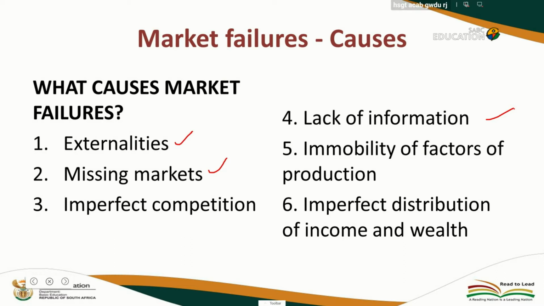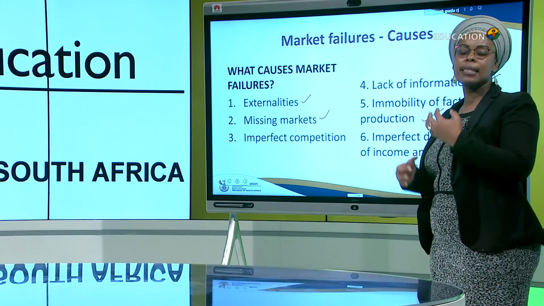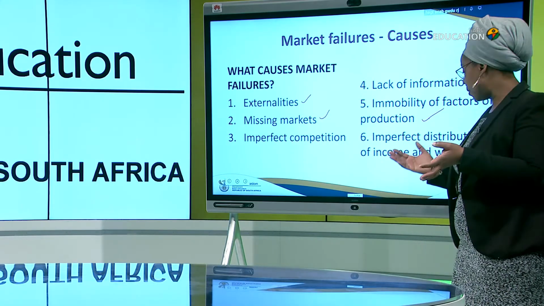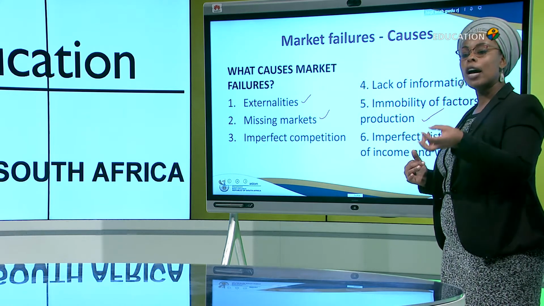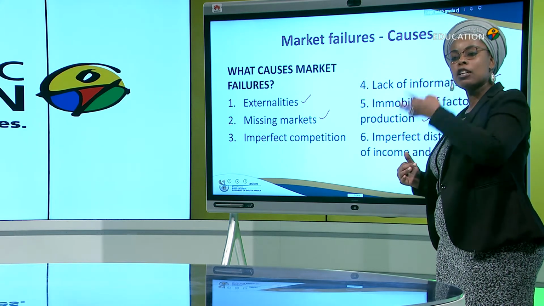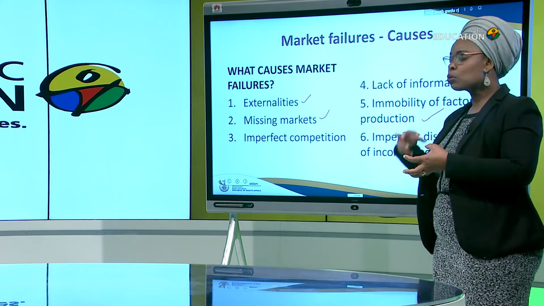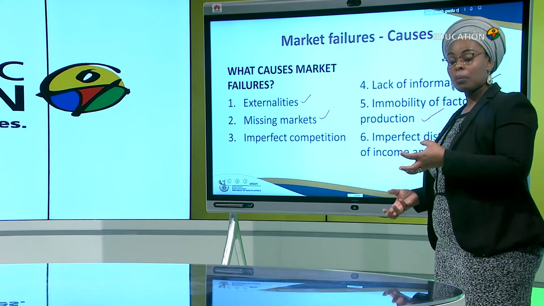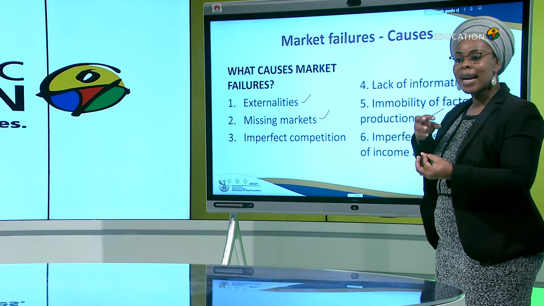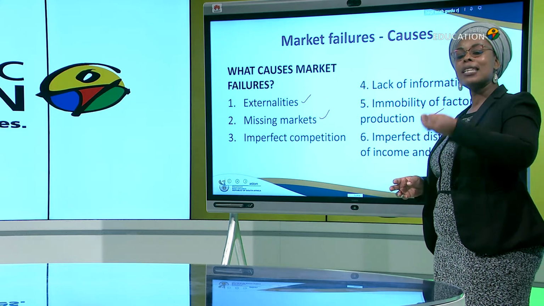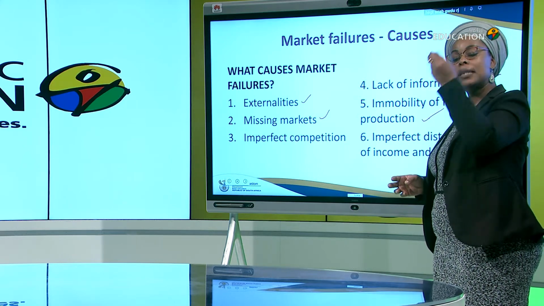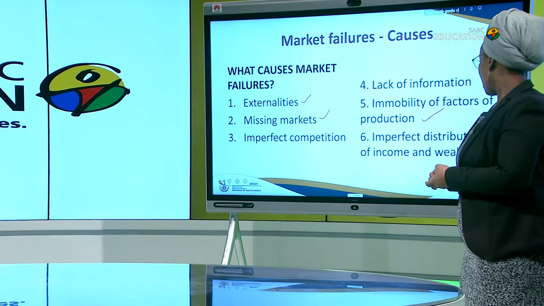Immobility of factors of production, where you'll find that land is fixed. Our railway lines are fixed. You will find that it is difficult to adjust this factor of production to the changes in demand. Another factor can be technology, where you'll find that the new technology that is applied is not suitable in the country, and the workers or the industry is not adapting well to the new technology.